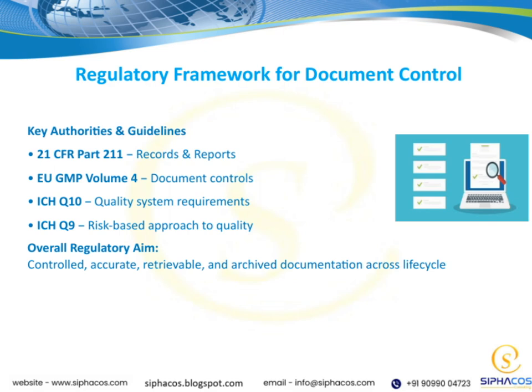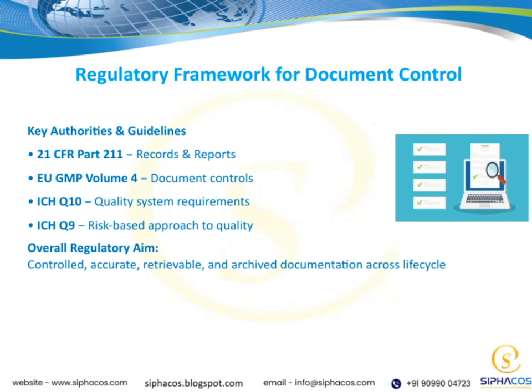Let's take a look at the regulatory framework that underpins document control in our industry. First, there's 21 CFR Part 211, which sets the standards for records and reports in pharmaceutical manufacturing. It's essential because it ensures that all data is properly documented and compliant. Moving over to Europe, EU GMP Volume 4 provides detailed guidelines on document controls, emphasizing the importance of maintaining integrity and consistency in documentation practices across manufacturing sites. Then we have ICH Q10, which outlines the overall quality system requirements. This helps create a robust framework for quality management throughout the product lifecycle.